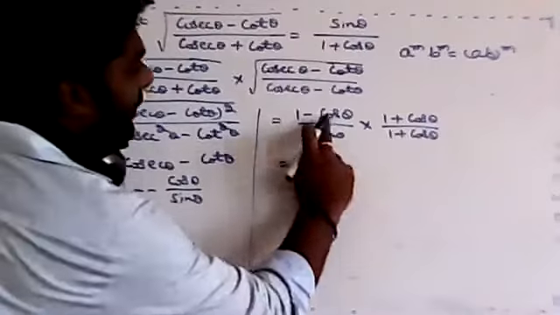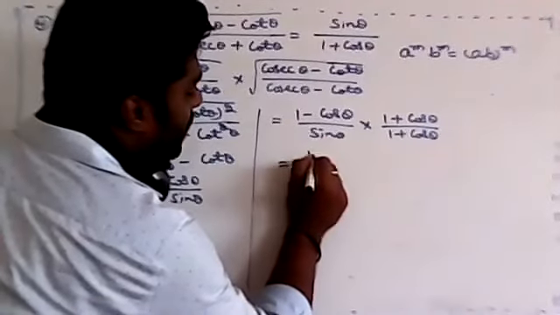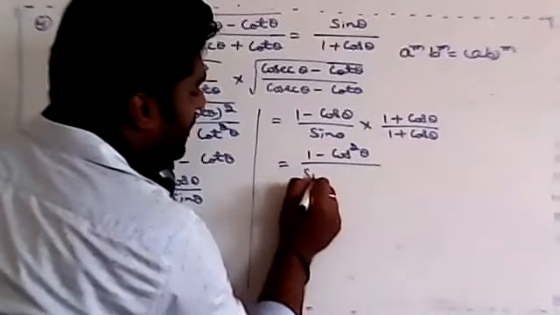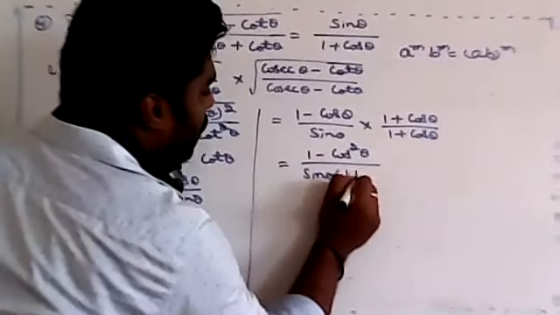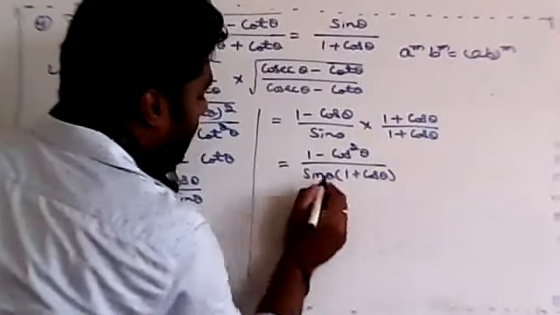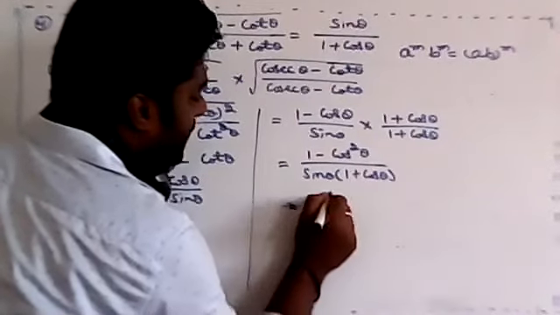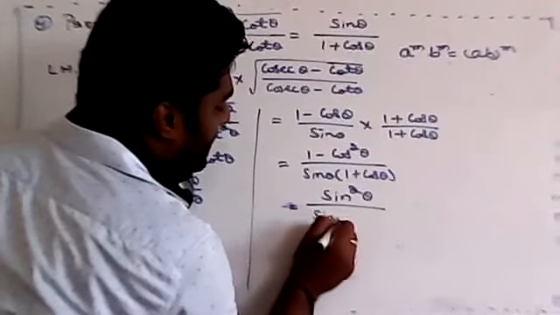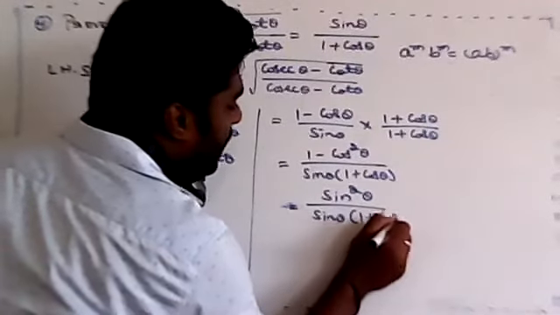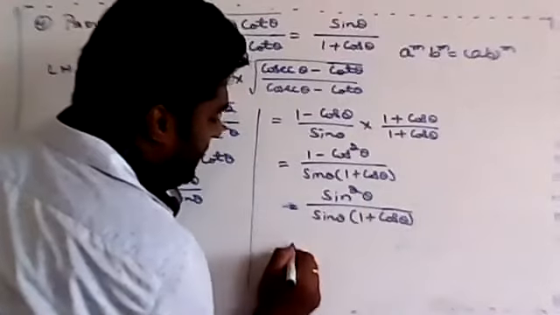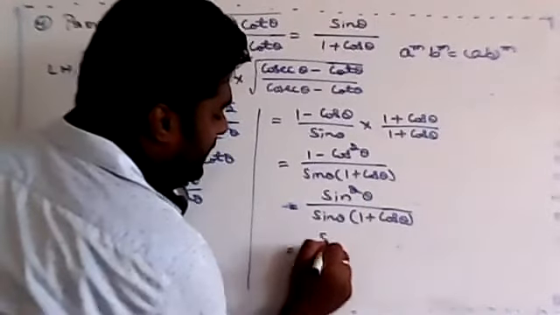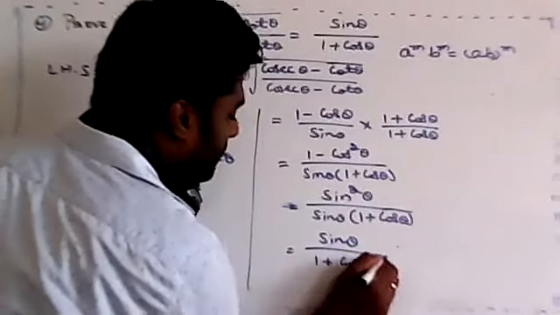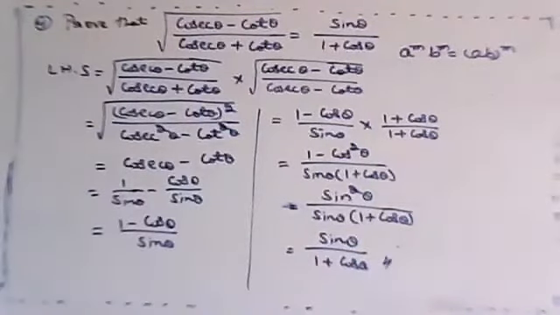Now apply (a minus b) into (a plus b) is a square minus b square. 1 square is 1 minus cos square theta, divided by sine theta into 1 plus cos theta. 1 minus cos square theta is nothing but sine square theta, divided by sine theta into 1 plus cos theta. Sine gets cancelled. Therefore, the answer is sine theta by 1 plus cos theta. Correct?